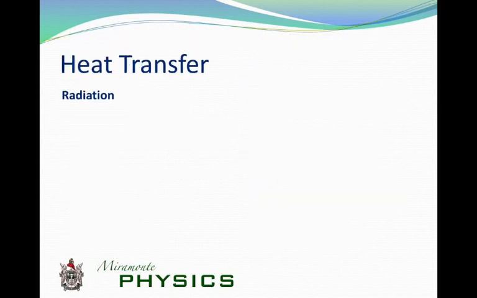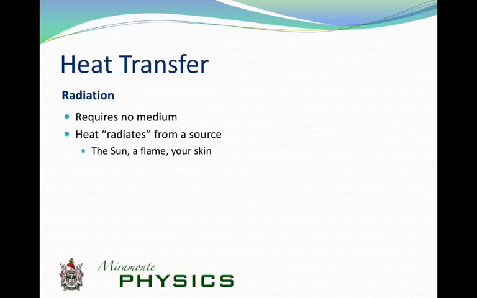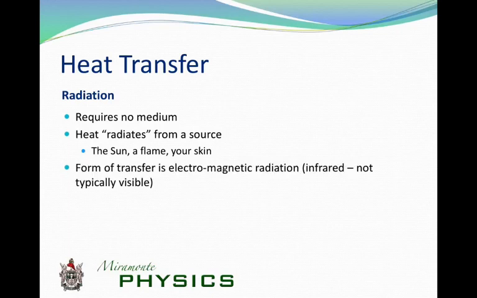And finally, we had radiation. Radiation does not require any medium. Heat is going to radiate from a source. So the sun radiates, a flame does, so does your skin. Basically, everything both absorbs heat and radiates heat. The form of heat transfer in this case is a form of electromagnetic radiation. It is in the infrared spectrum.